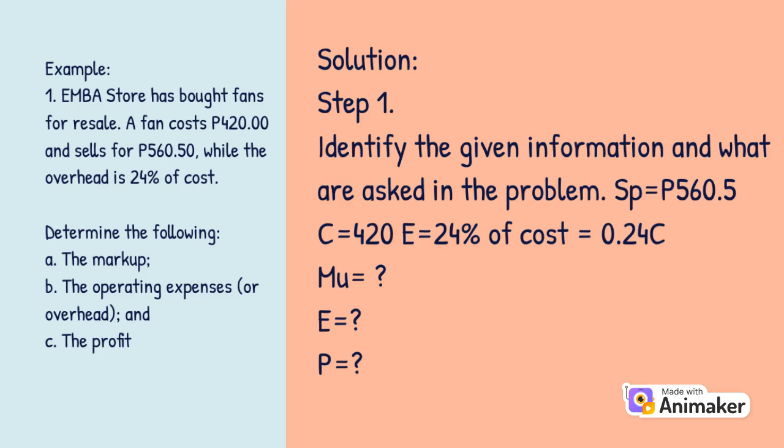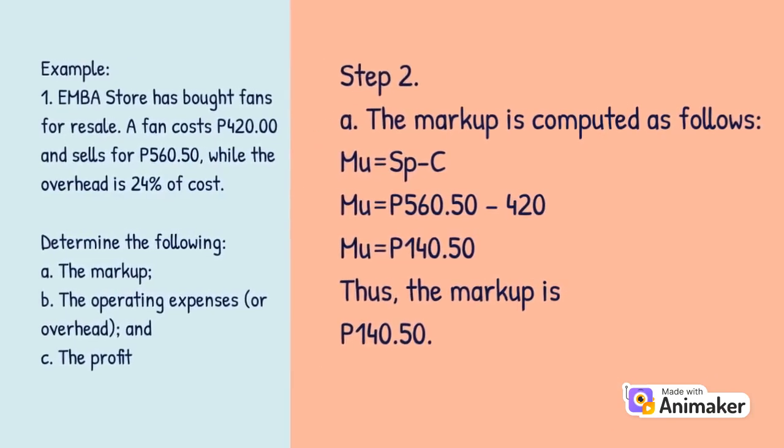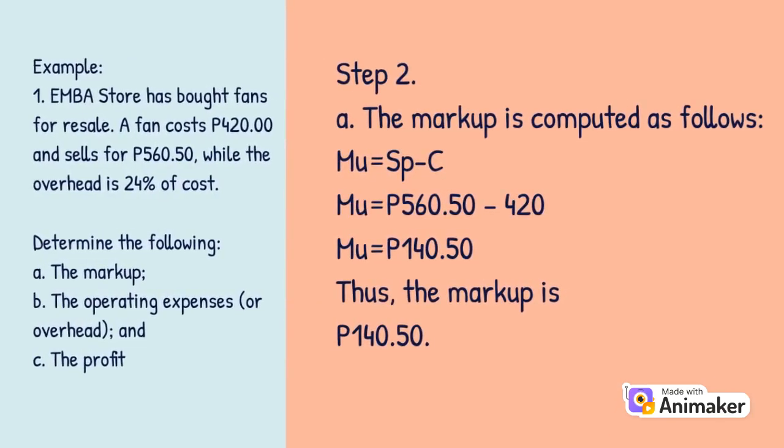Solution. Step 1. Identify the given information and what are asked in the problem. Our selling price is 560 pesos and 50 centavos. Cost is 420. E is 24% of cost, which is also equal to 0.24 C. Markup is unknown. Expenses is unknown. And profit is also unknown. Step 2. Substitute the given values in the formula and solve for the unknown.